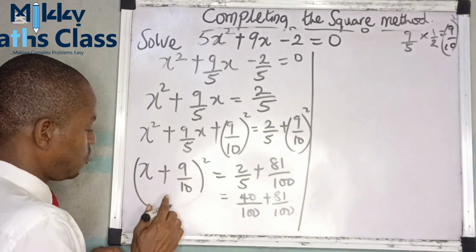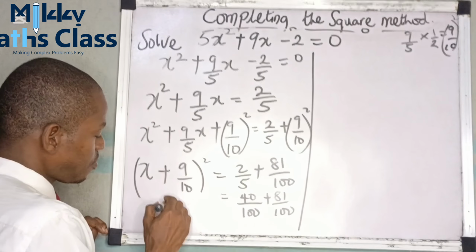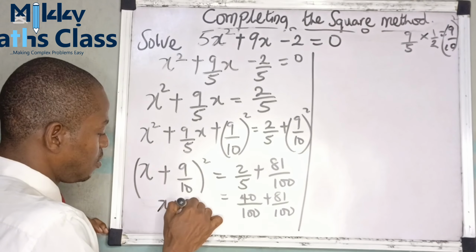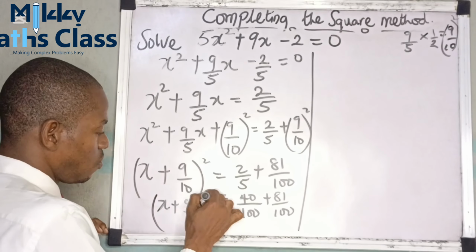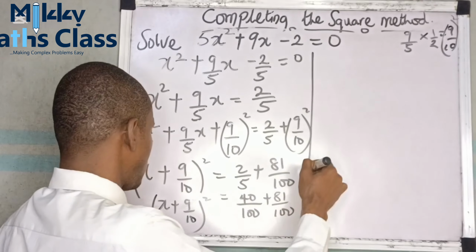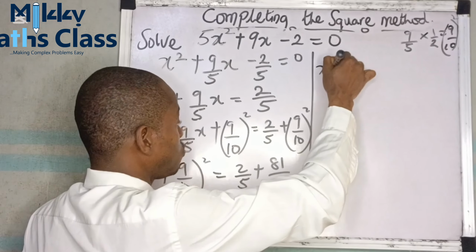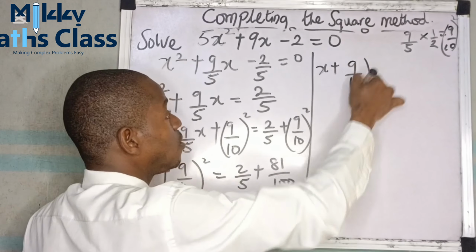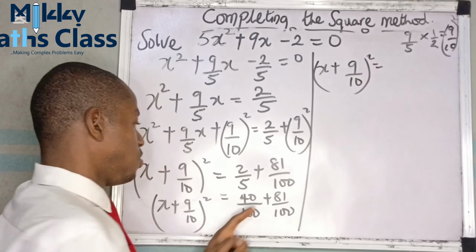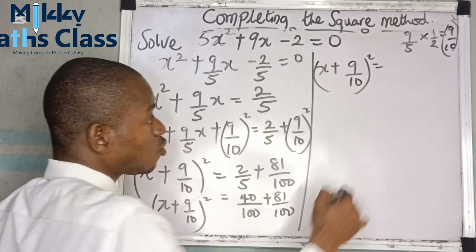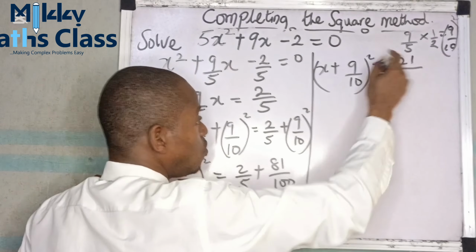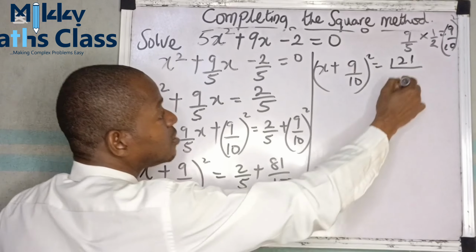We still have our x plus 9 over 10 all squared. So this becomes, 1 to 1, that's x plus 9 over 10 all squared equals 81 plus 40, that's 121 over 100.